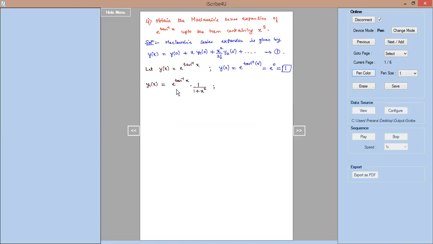So in the same manner, we are trying to do e power tan inverse x differentiation. Differentiation of e power tan inverse x is e power tan inverse x itself into differentiation of tan inverse x, which is 1 divided by 1 plus x square. Now, we'll be able to rewrite this as y1 of x is equal to the numerator e power tan inverse x, which is nothing but y, divided by 1 plus x square. So cross multiplying, we can write 1 plus x square into y1 is y.